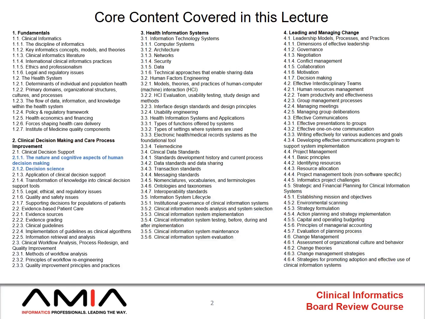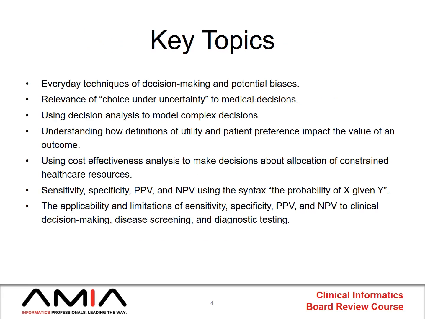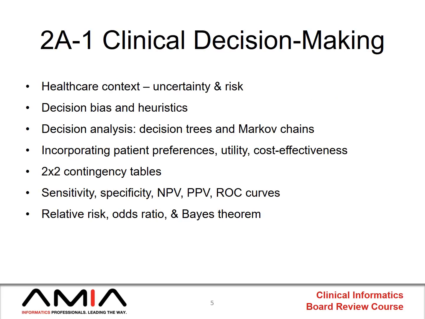This is the core content that will be covered in this lecture, specifically bullet points 2.1.1, the nature and cognitive aspects of human decision making, and 2.1.2, decision science. And here's the core content that we'll cover. Here are the learning objectives for this lecture.